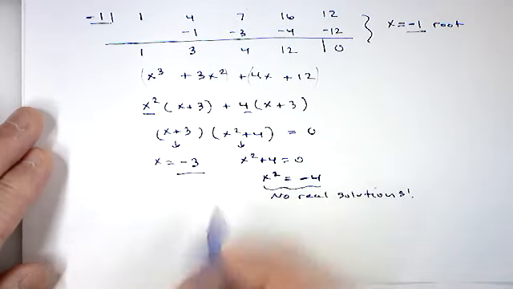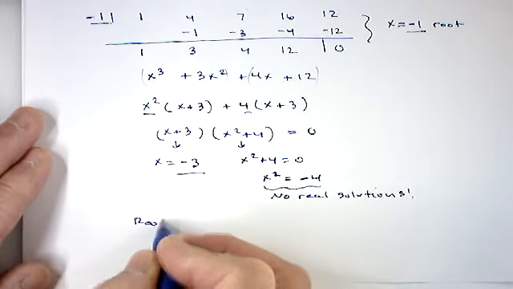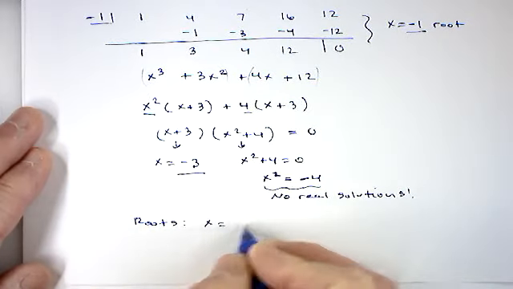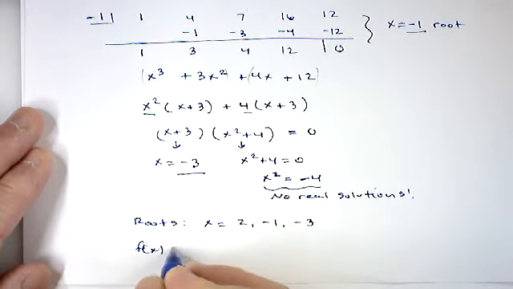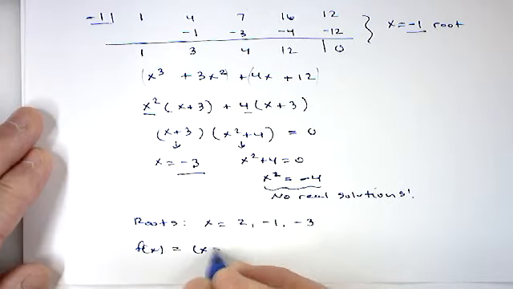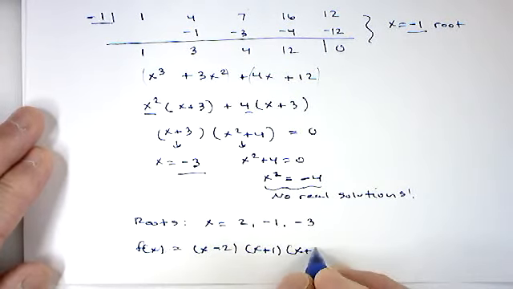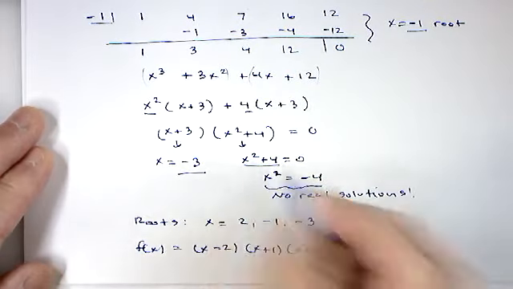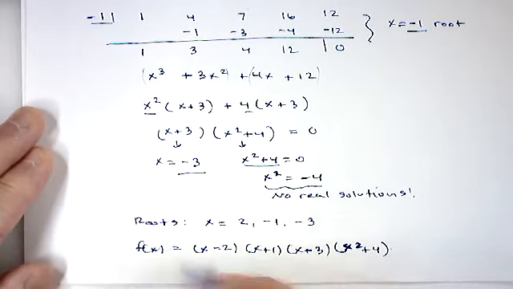All right, so to summarize here, the roots of my equation were x equals 2, negative 1, negative 3, and my function factors into x minus 2, x plus 1, x plus 3. And then, yeah, we just leave it like that. X squared plus 4 doesn't really factor anymore.